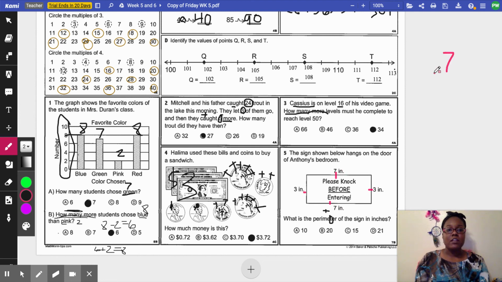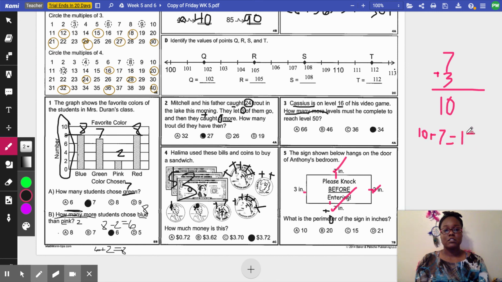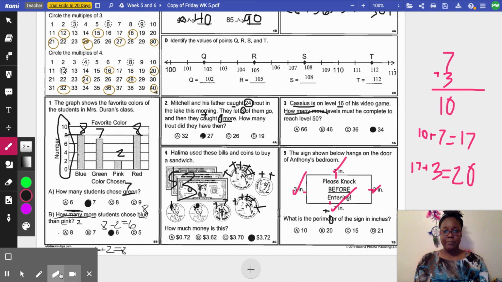So 7 plus 3. If I use the 7 and 3, I check them off. 7 plus 3 is 10. Then they would go to the next number, which is another 7. 10 plus 7 is 17. Then they would do 17 plus whatever that next number is, which is 3. And 17 plus 3 equals 20. Okay, so that's one way.